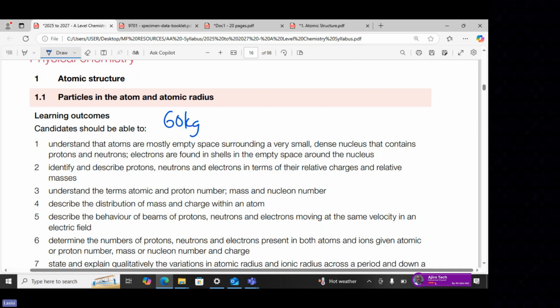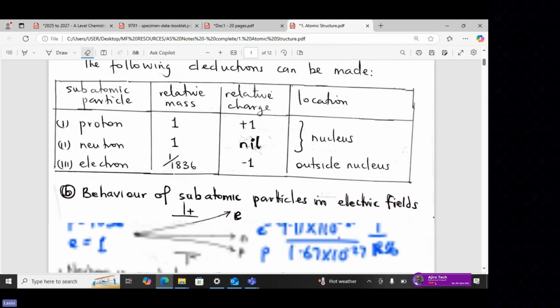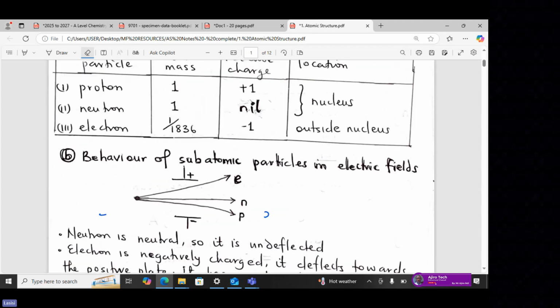So if they ask you question 1, which of the atomic particles contribute to atomic mass? Proton and neutron. Exactly. Now, number 2, which of them is neutral? Which of them is charged? Neutral is neutron, and proton is charged. And the electron is also charged, with a negative charge. So we are done with the first point. Like I said, the notes are here. Look at it, the neutron is neutral.